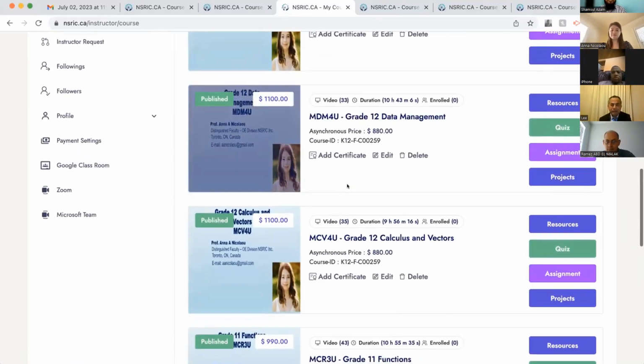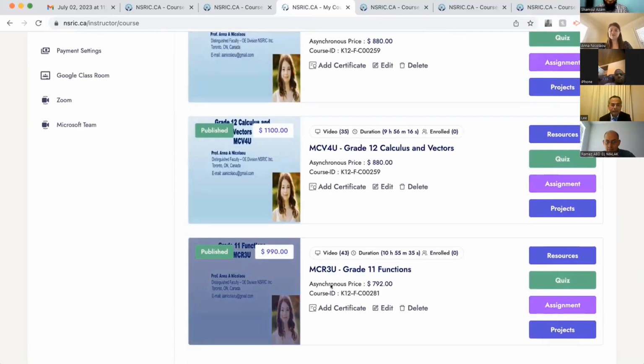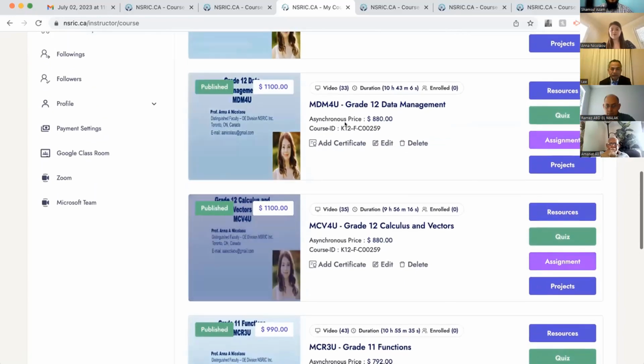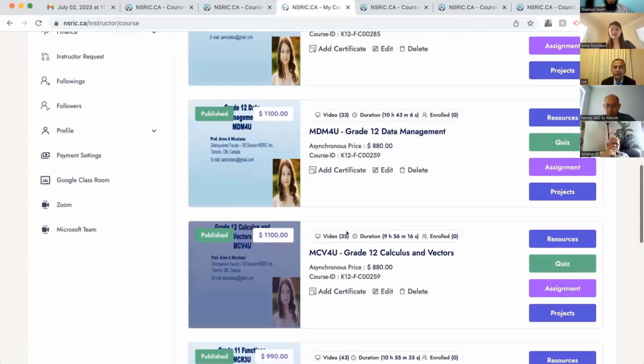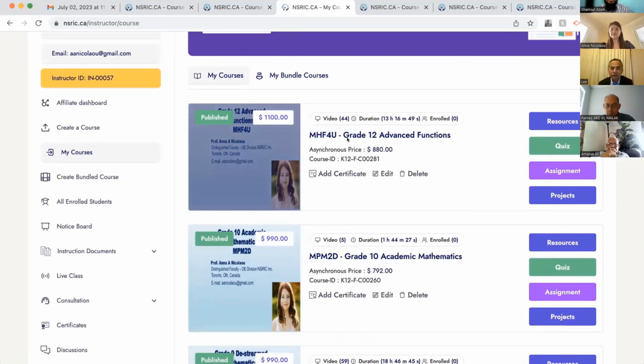Then we have down here, I think, is grade 11 math. It's just in this order because this is the order I uploaded in. I actually uploaded this one first before the others. And then we have the 3 grade 12 math: data management, calculus and vectors, and advanced functions. So there they all are.